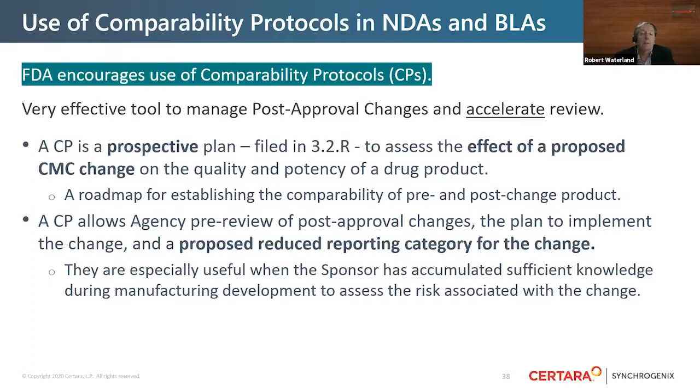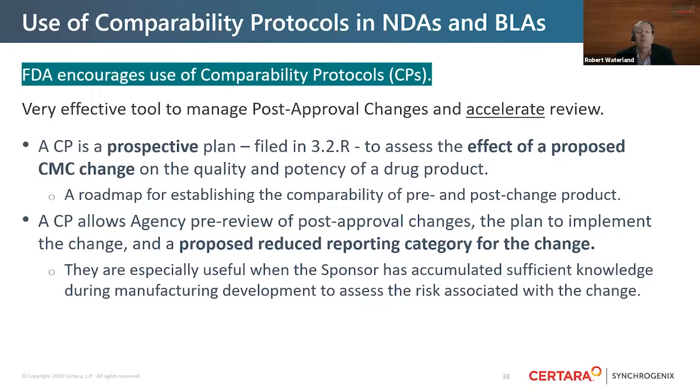So why are they useful? For the agency can pre-review them. They can also pre-review the plan that's contained in them to implement the change. And from the point of view of the manufacturing authorization holder, what's great about them is you can propose a reduced reporting category for the change.